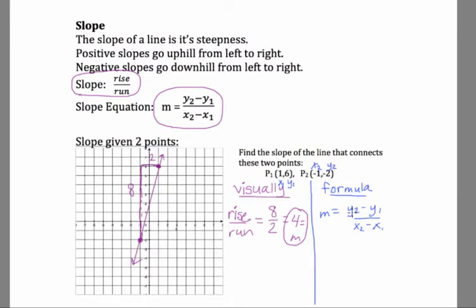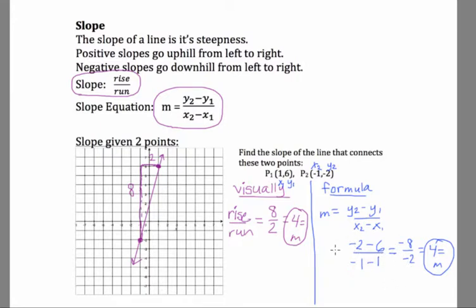Now just sub those in. y2 is -2, minus y1 is 6, x2 is -1, minus x1 is 1. -2 minus 6 is -8. -1 minus 1 is -2. -8 divided by -2 is a +4. So 4 is your m number.